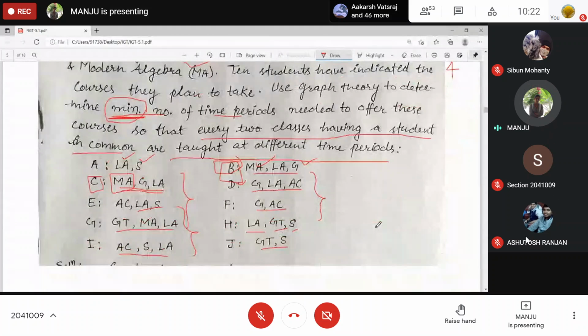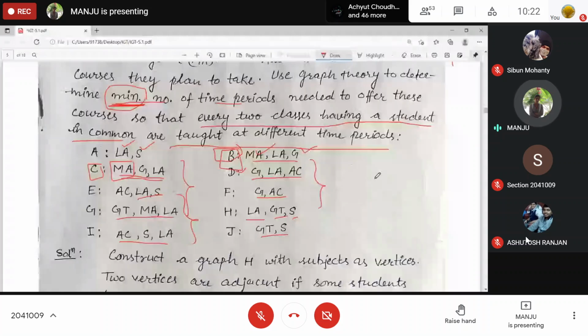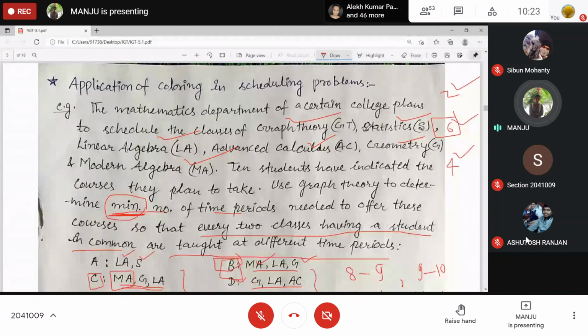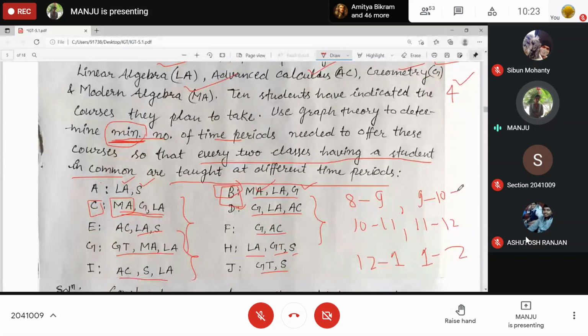Now if one more thing is given here, that the first lecture starts at 8 to 9, next is 9 to 10, then 10 to 11, 11 to 12, 12 to 1, then 1 hour free, or you can just take 1 to 2. Because the maximum number of courses is 6 only, there can be 6 lectures. So I can also ask what will be the earliest time up to which these classes will be finished?